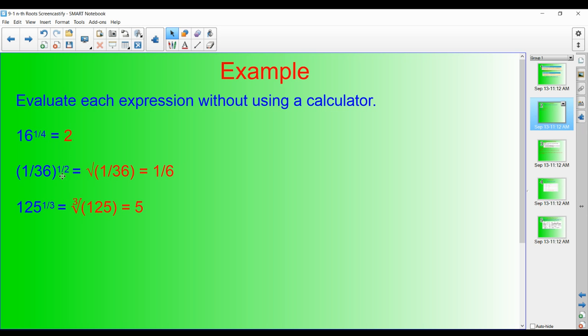1/36 to the half power means the square root of 1/36. We take the square root of the numerator and the denominator separately. Square root of 1 is 1, and the square root of 36 is 6, and we wind up with 1/6. And the same thing with 125 to the 1/3 power. Cube root of 125, and we get 5.